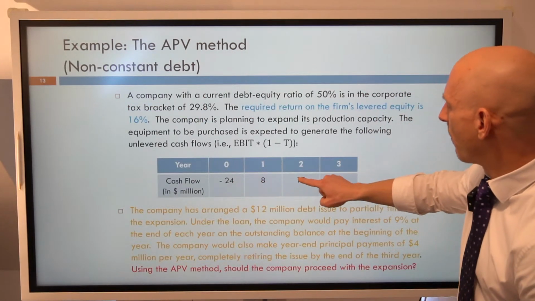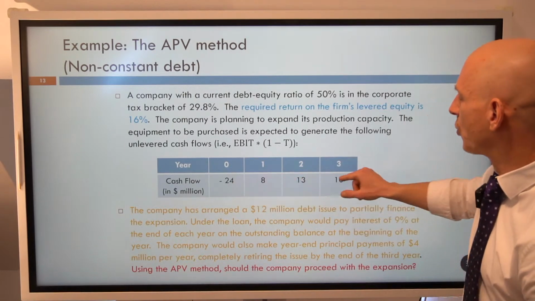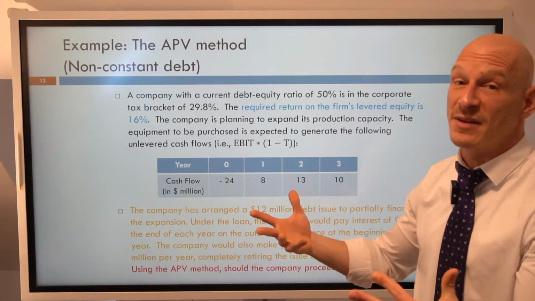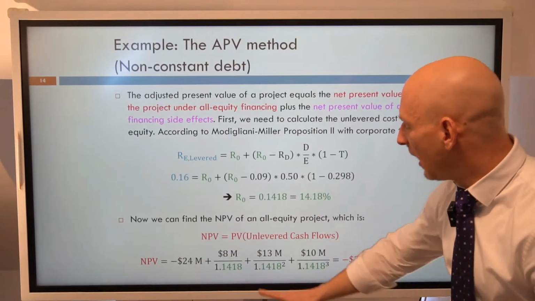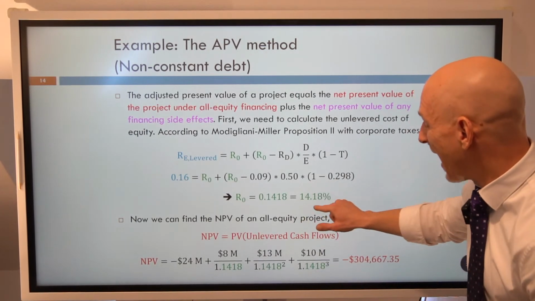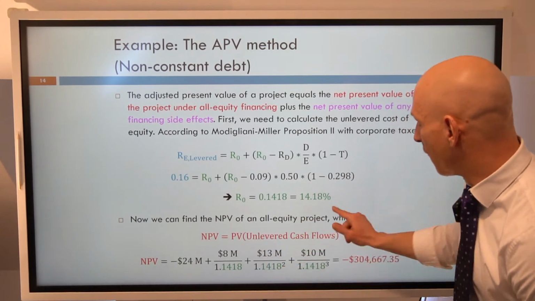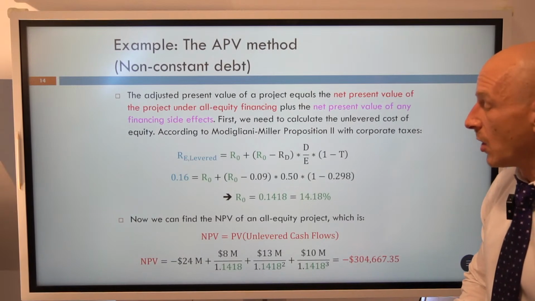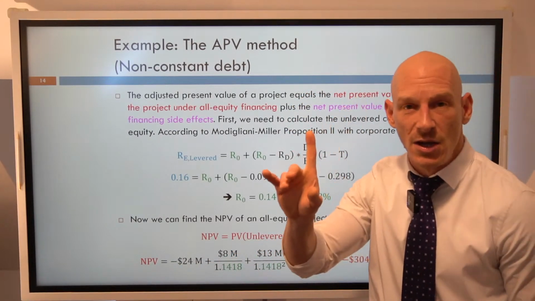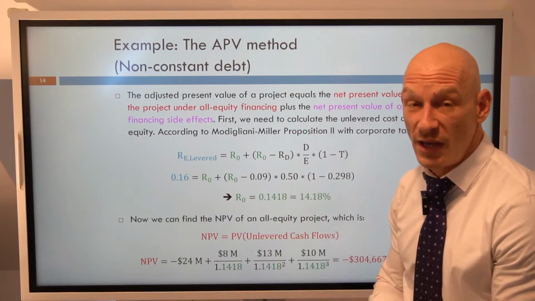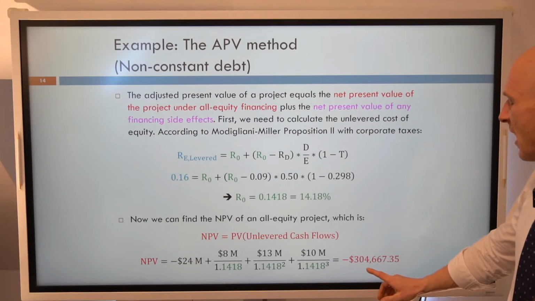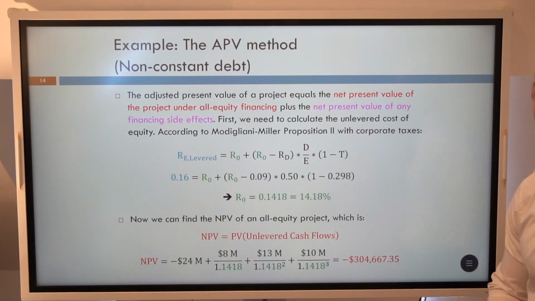I simply incorporate now the information about the future earnings, about the future cash flows that this expansion will help us to generate. 8 million, 13 million, 10 million. And I use the unlevered cost of equity for discounting, as you can see here. And I find the net present value of the base case. So if we were to do this in an all equity way, it is minus 304,000 and a little bit more.